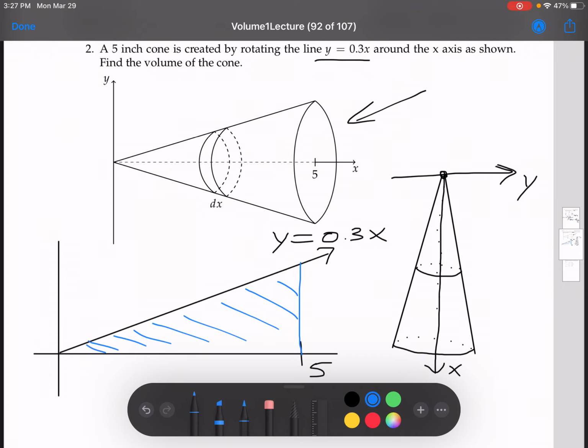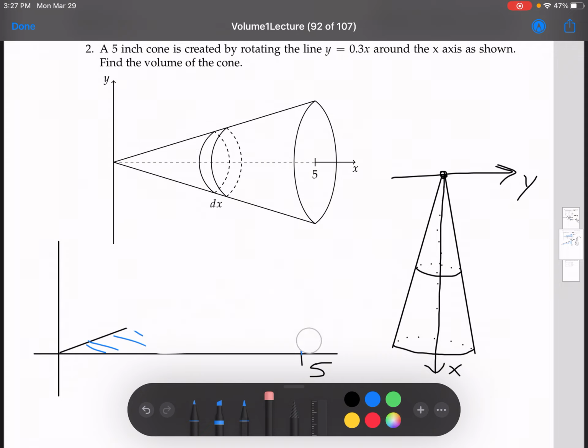And the way that we get the cone is we rotate this area 360 degrees, one full rotation around the x-axis. And so that blue area is exactly this blue area in there. Just think of that as a two-dimensional area there, and we rotate it around 360 degrees, we get the cone. So now let's talk about finding the volume.